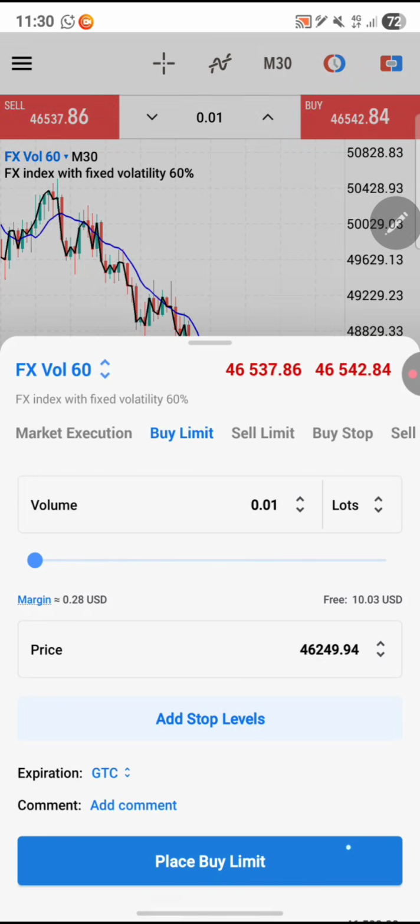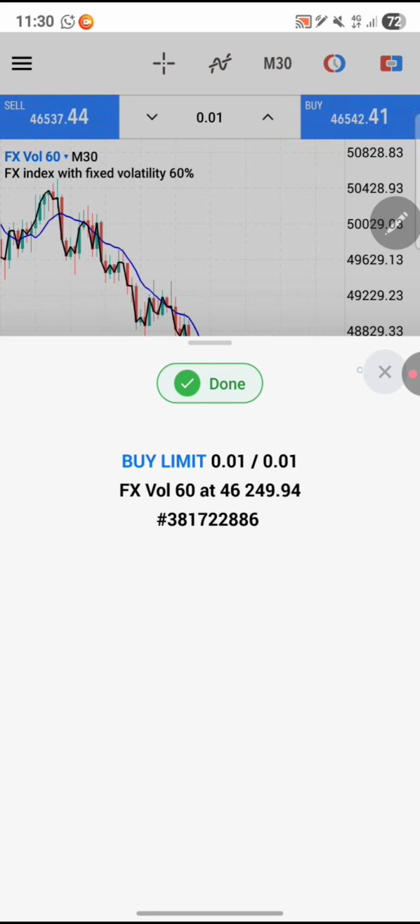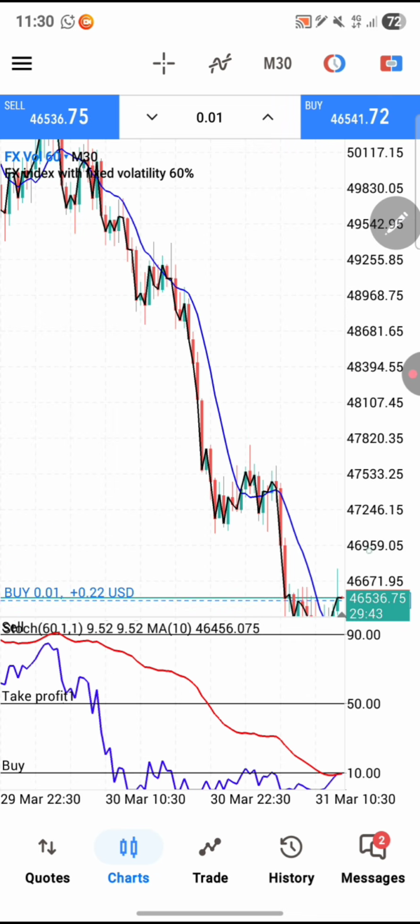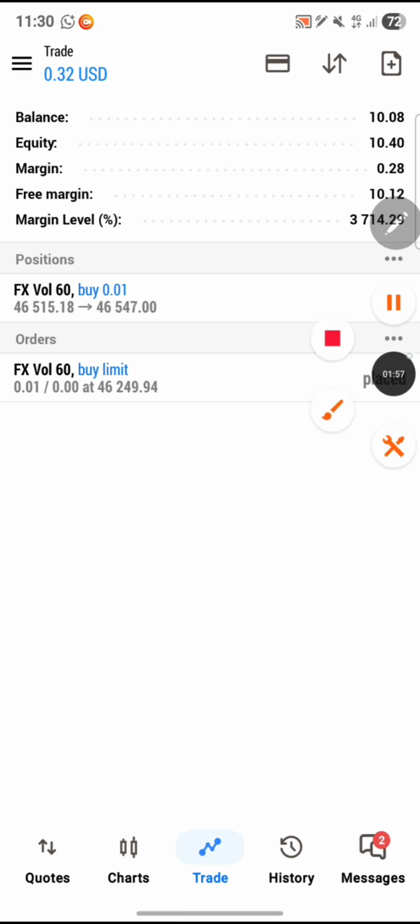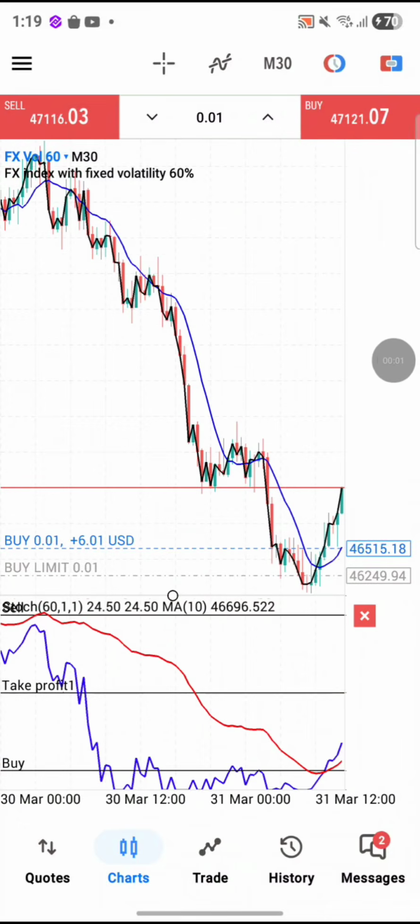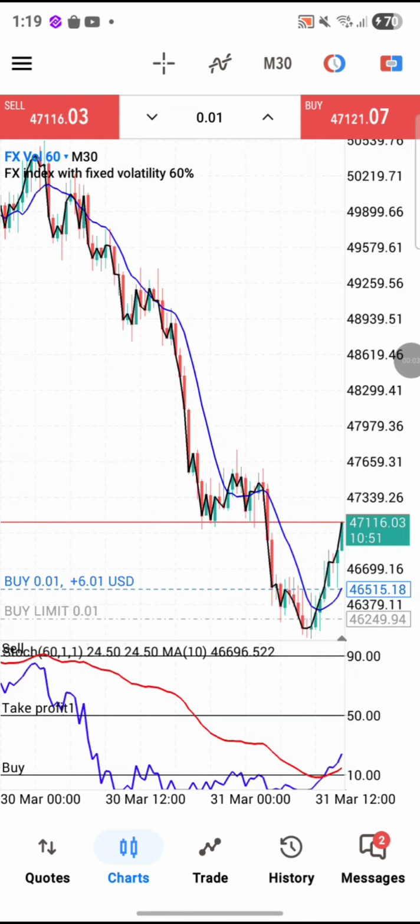Then I place a buy limit pending order, and as you can see the market is going up. So most times this strategy is definitely going to work.